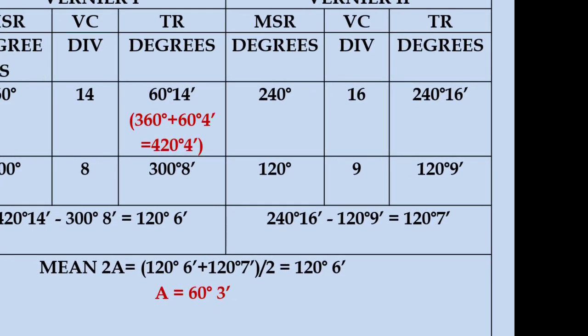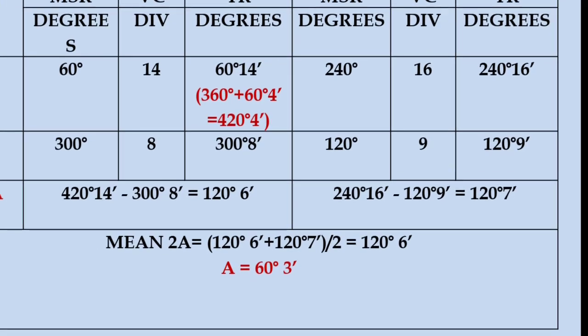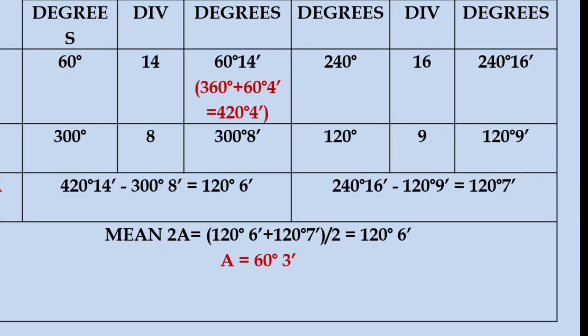For the other vernier, no need to add 360 degree. So you have 240 degree, 16 minutes minus 120 degree, 9 minutes. The answer is 120 degree, 7 minutes. Then, to get the mean 2A, you have to add the readings from the two verniers: 120 degree, 6 minutes plus 120 degree, 7 minutes, divided by 2, will give you 120 degree, 6 minutes.